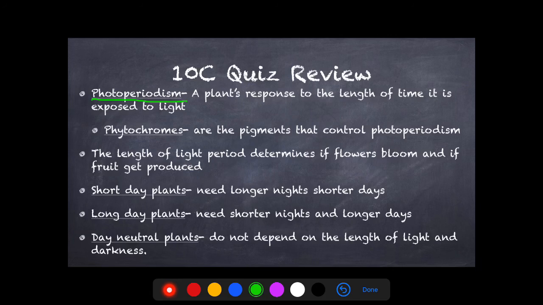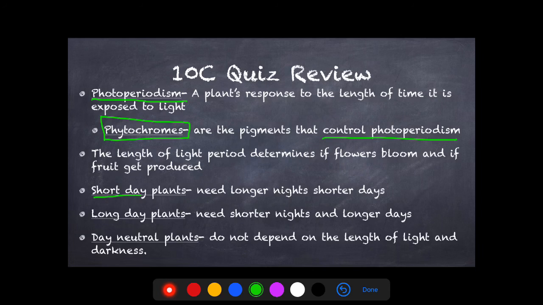We also talked about photoperiodism, which is when you have a plant responding to the amount of light it is getting. And this is controlled by phytochromes. So phytochromes are the pigments that are actually controlling photoperiodism. So this is when we talked about that, there are some plants that like to have lots of light during the daytime, and therefore they bloom better that time. And then there's some plants that prefer nighttime.